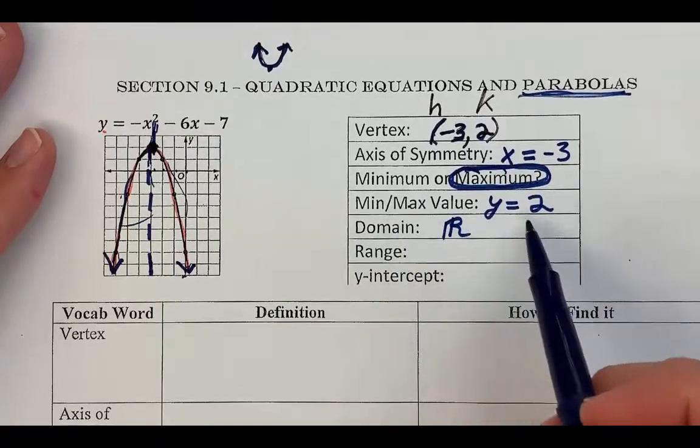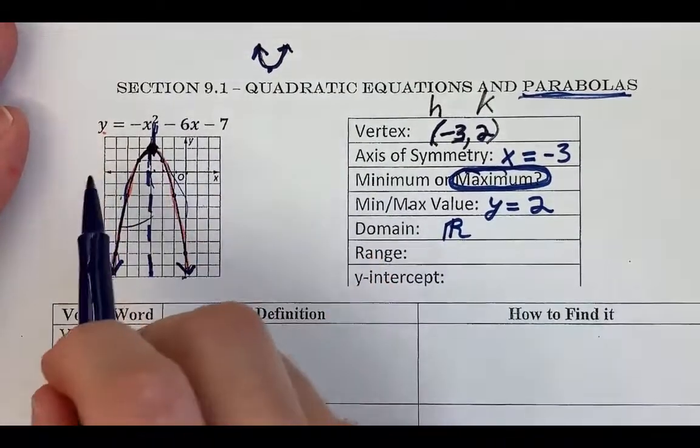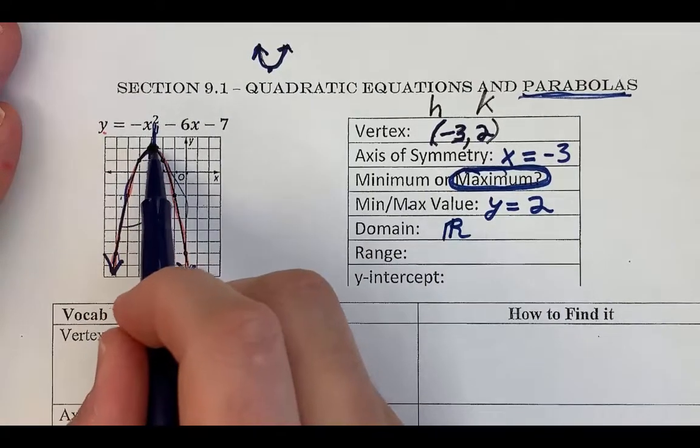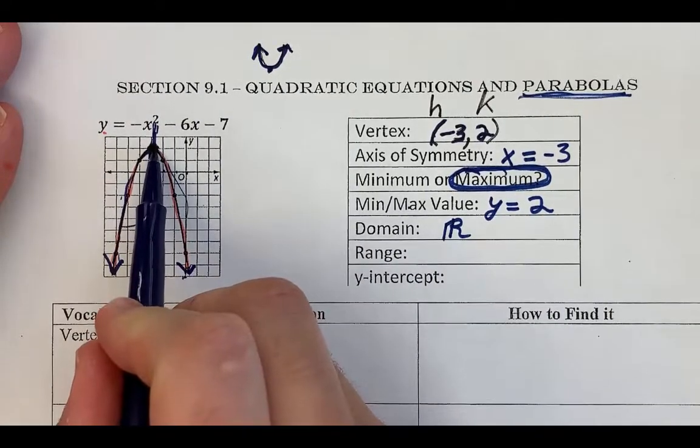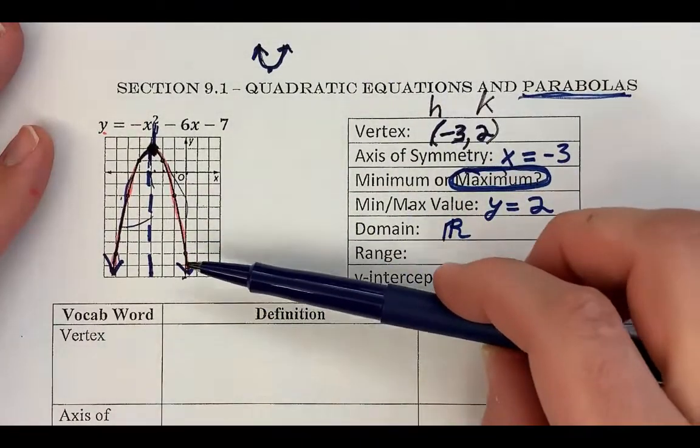The min or max value is going to be at y equals 2. It's a maximum value, and it's the highest point of the parabola, and so that's at y equals 2. That's the value vertically.